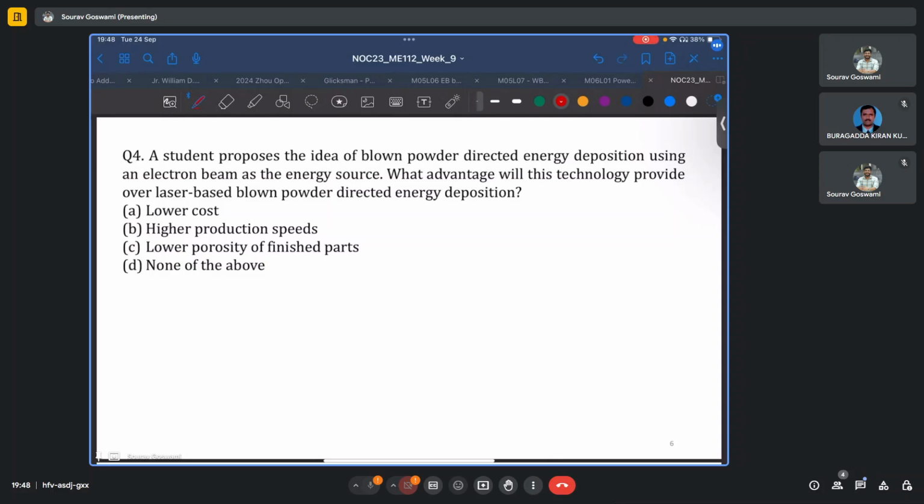If you look at the question carefully, it says that the idea is of a blown powder directed energy deposition process using electron beam as the energy source. And when you are having electron beam as the energy source, we require a vacuum, if we recollect. So typically of the order of say 10 to the power minus 5 milliwatt in the working chamber, and of the order of 10 to the power minus 9 to even 10 to the power minus 10 milliwatt in the gun chamber.